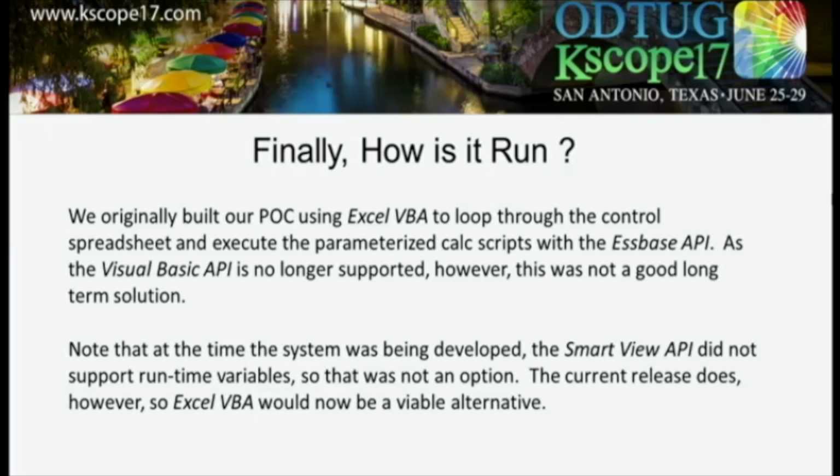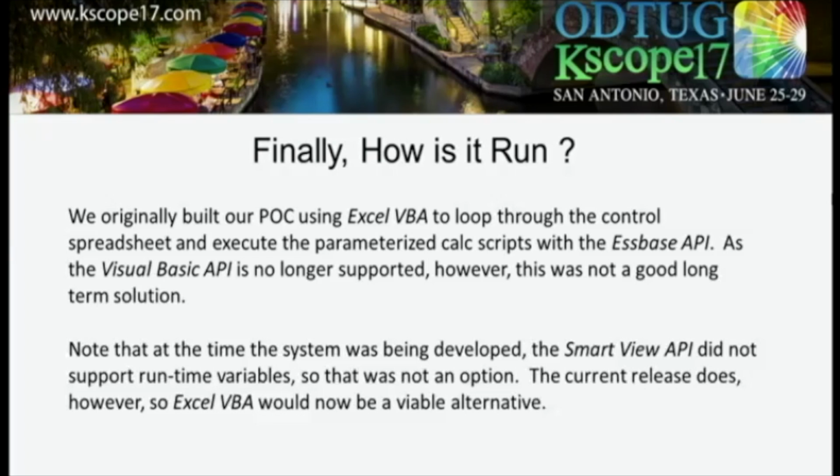Okay, so how do you run this? Anybody have any thoughts in the audience of how you would do this? Remember, these are parameterized calcs. You pull the values off the spreadsheet, stick them into the calc script for every iteration. So you've got to run runtime calcs.